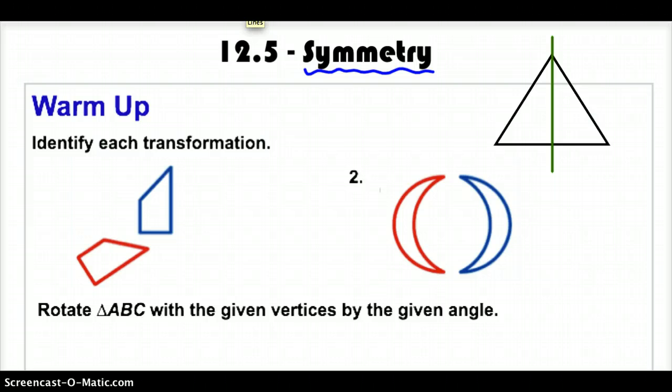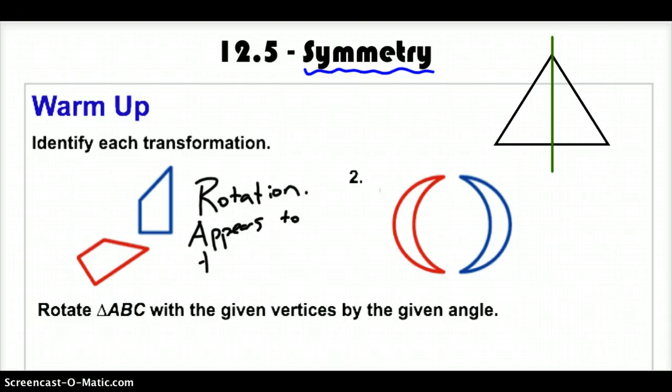This first one looks like it might be a rotation. It looks like it's actually turning about a fixed point, so we would call this one a rotation. Again, it appears to turn. Remember that ideally these are congruent figures, and I think the image just gets a little bit lost when I throw it up on this smartboard, but I think we get the picture.